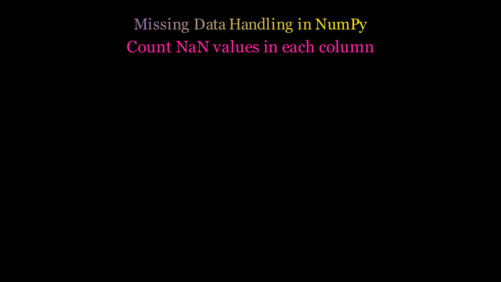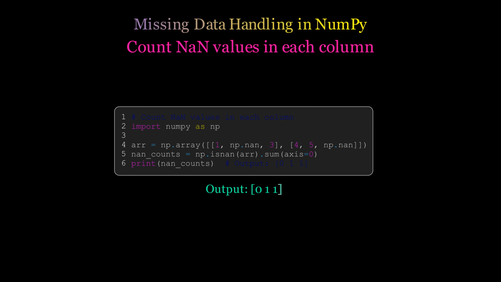To count them, for array 1, NaN, 3, 4, 5, NaN, we count NaN per column. The result, 0, 1, 1, shows no NaN in the first column, and 1 in the second and third columns. This helps identify columns needing cleaning.